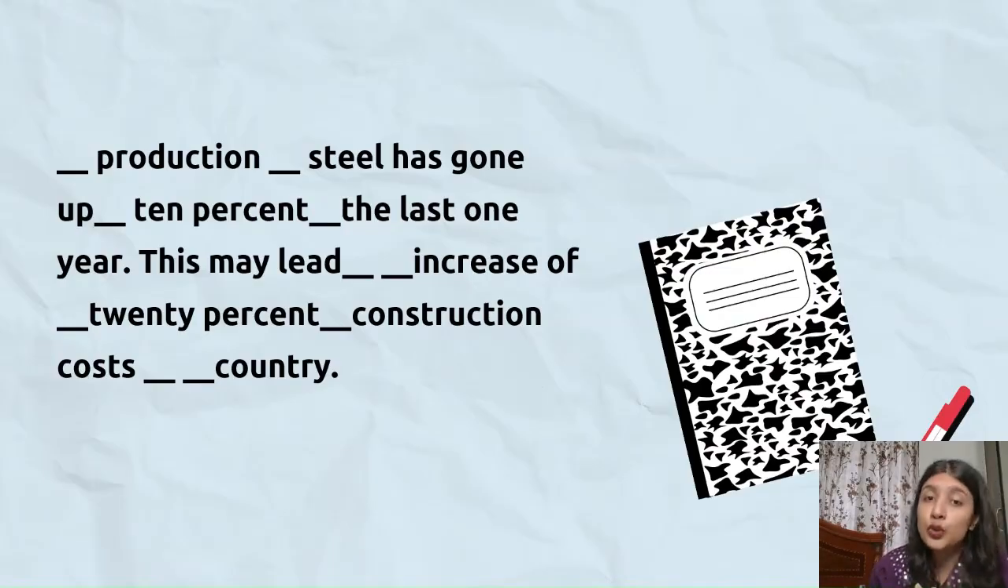This may lead to an increase of about 20% in construction cost in the country. So this may lead to is again direction, giving direction to something. An increase, because it's before the vowel sound. Of about is used when you're talking about someone or something. About 20% in construction cost in the country, because the is specific. And in is used for time related preposition. It's used for periods of time like in the last year. So here in the country, right?